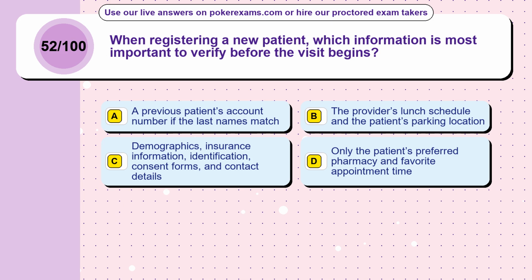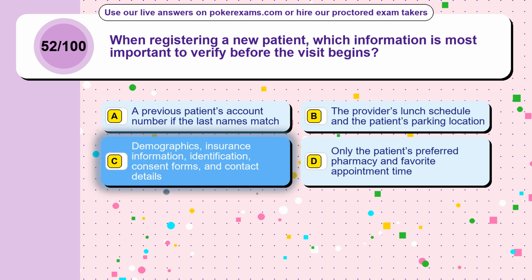Question 52. When registering a new patient, which information is most important to verify before the visit begins? Option A. A previous patient's account number if the last names match. Option B. The provider's lunch schedule and the patient's parking location. Option C. Demographics, insurance information, identification, consent forms, and contact details. Option D. Only the patient's preferred pharmacy and favorite appointment time.